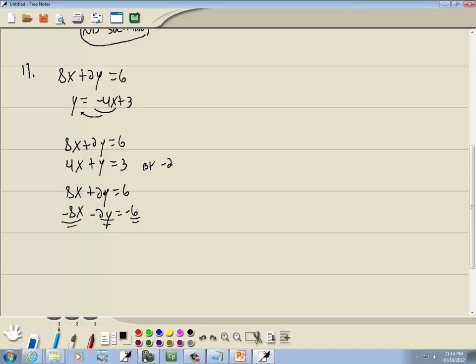8x minus 8x drops away. 2y minus 2y is 0. And 6 minus 6 is 0. That's no good. We were solving our equation, and all of our variables disappeared. We got 0 is equal to 0. If you get something that's always true, like 0 equals 0, 1 equals 1, and so forth, what that means is this is infinite solutions. And that's what we'd write down.